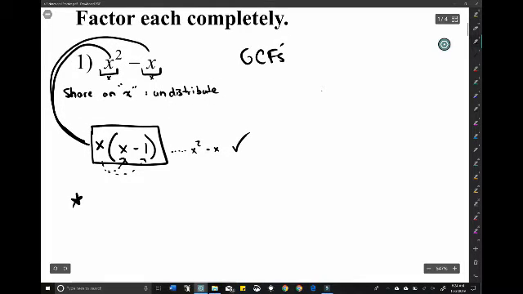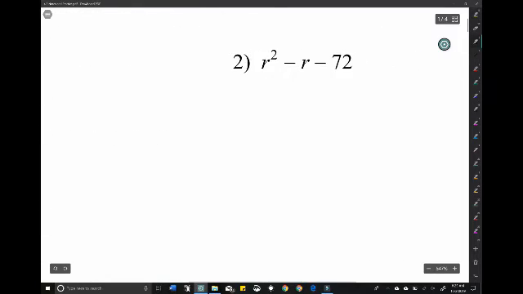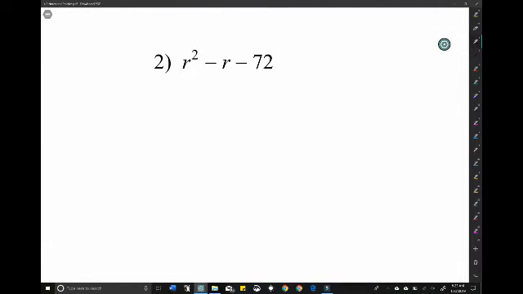Let's think of something else. If we had 5x squared minus 25x, what they each share is a 5 and an x. So if we think about undistributing that, if we divide this by 5x, which is out front here, that leaves us with x minus 5, and that would be your answer for that particular problem.